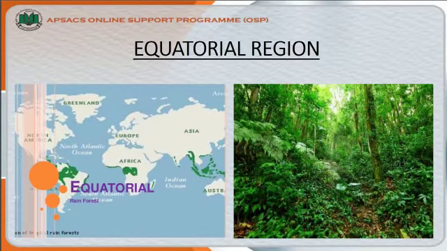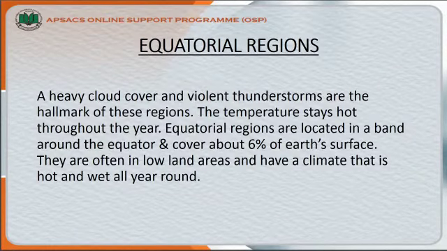Now equatorial region. On this slide, green areas on map show equatorial regions of the world and picture shows type of area. Here you can see lush green forest. Equatorial regions. A heavy cloud cover and violent thunderstorms are the hallmark of these regions. The temperature stays hot throughout the year. That's why, due to lot of rain, trees grow very fast.